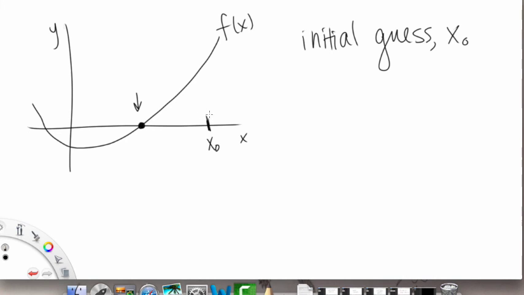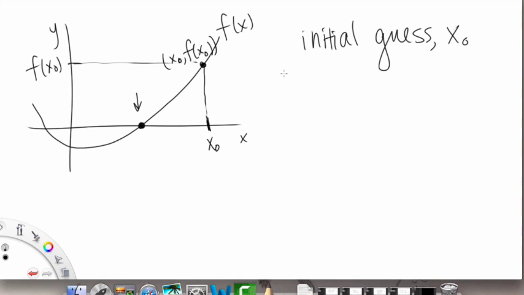From Newton's method, what we're going to do once we have this x naught is find the value of the function at that point. So this point is at a height of f of x naught. So the point itself is x naught, comma, f of x naught.